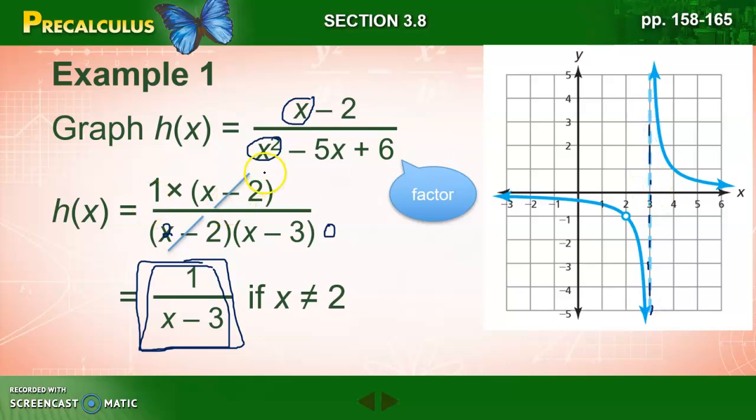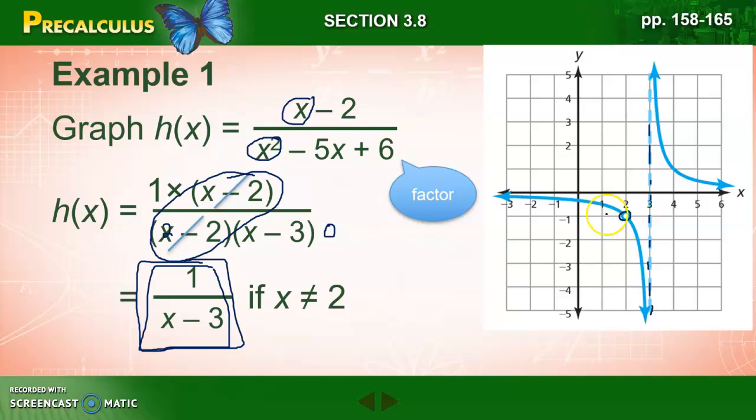Any other holes or any other values of x that we have to exclude, like this value right here that we got from canceling, that gives us a hole. So you can see at x equals 2, we don't have an asymptote, but we do have a hole that we put there.